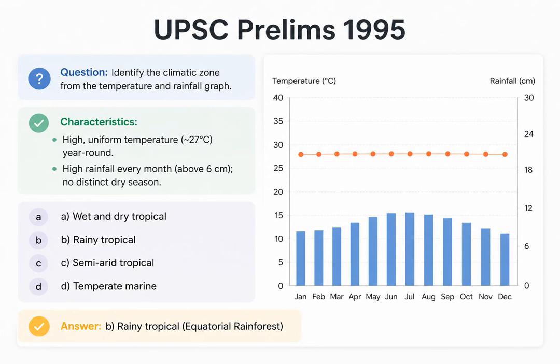Let's test our knowledge with some previous UPSC prelims questions. In 1995, a question provided a climate graph showing high, uniform temperatures around 27 degrees Celsius year-round and high rainfall exceeding 6 centimeters every single month. Because there is no distinct dry season and temperatures are consistently high, this perfectly describes the equatorial rainforest, or rainy tropical climate, making option B the correct answer.